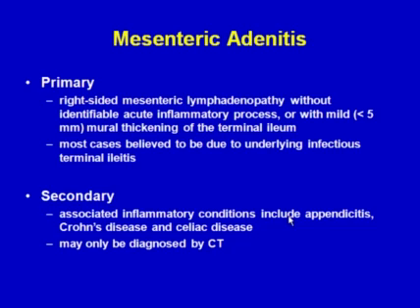Primary mesenteric adenitis is lymphadenopathy without an identifiable acute inflammatory process or associated with mild mural thickening of the terminal ileum where the thickness is less than 5 millimeters. And most of these cases are believed to be due to an underlying infectious terminal ileitis. Enlarged mesenteric nodes are also often identified in association with inflammatory conditions, including appendicitis, Crohn's disease, and celiac disease. And oftentimes, these conditions are only diagnosed with CT.